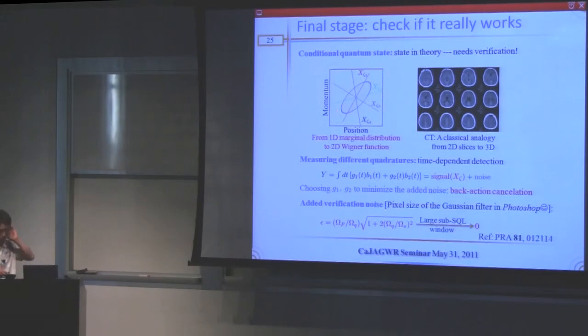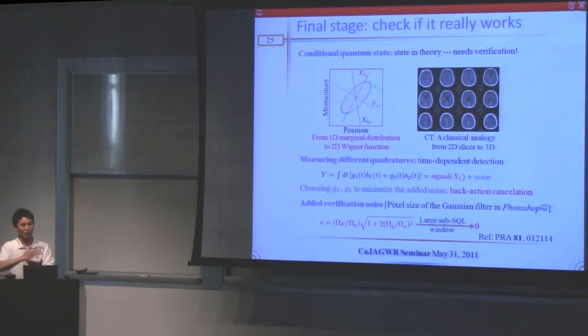So what you can do is pass the information from the preparation stage. You tell the other person the mean position and mean momentum of the quantum state. Once they get this information, they are going to measure different quadratures.